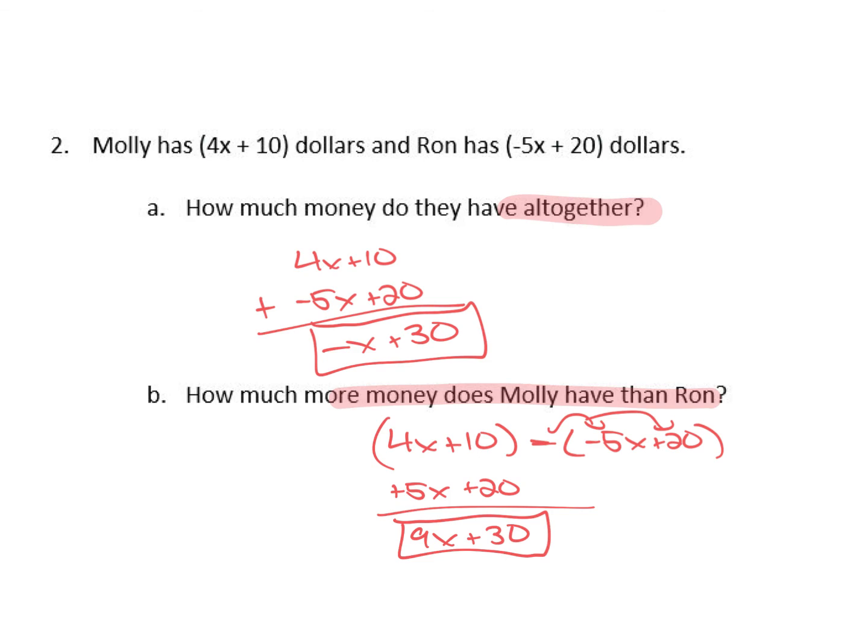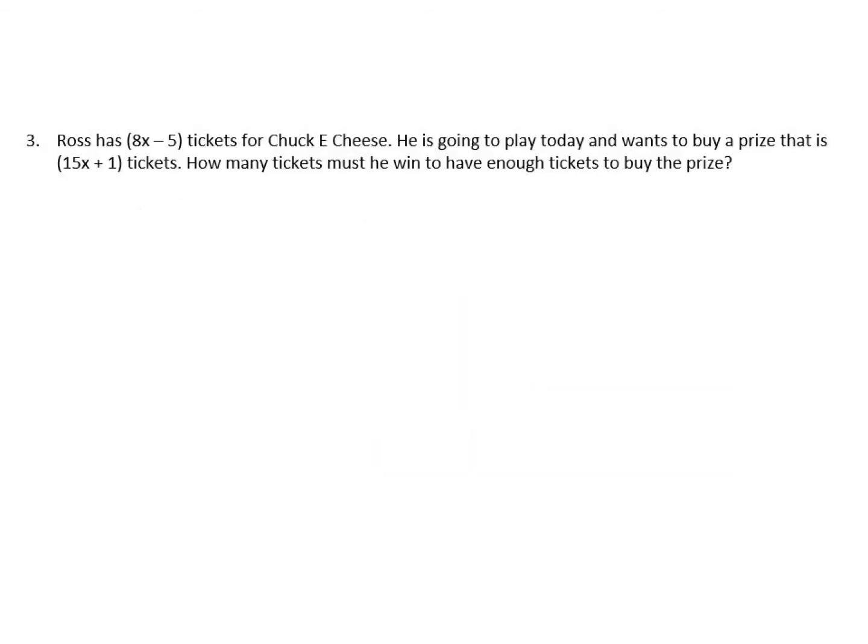So as you solve problem number 2, together, all together, that means add them. And we should come up with negative x plus 30. And how much more money? That's a lot like subtraction. So if we take that 4x plus 10 minus negative 5x plus 20, we can subtract that down there and get our answer. Pause here and solve.